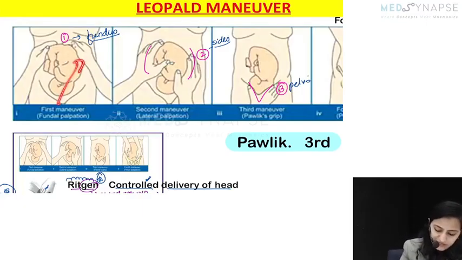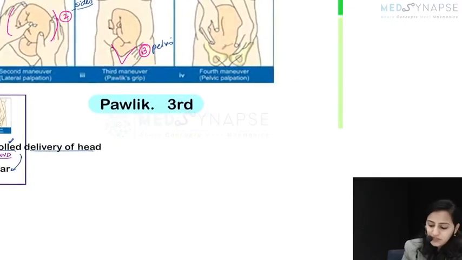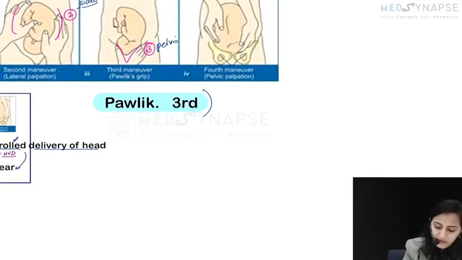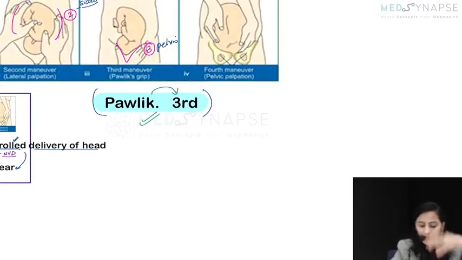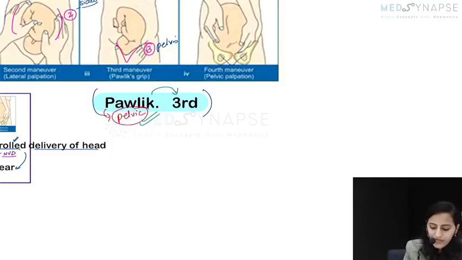So the first is fundal palpation, second is lateral palpation, third maneuver is what is called as Pawlik's grip. The Pawlik is the third. Remember, Pawlik is when we are in the pelvic. Pawlik is pelvic one. Third.